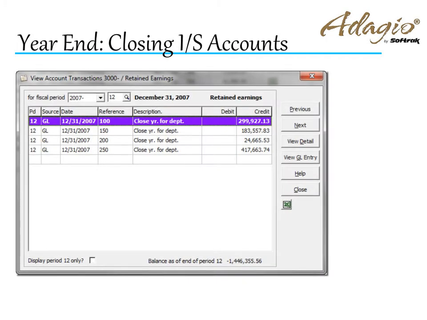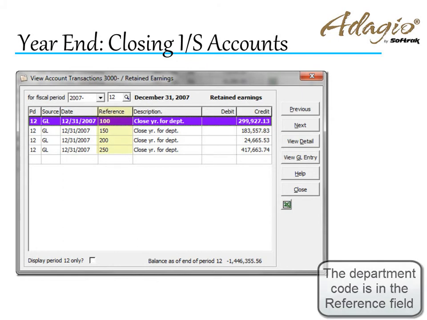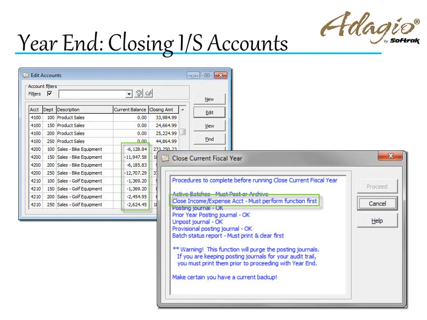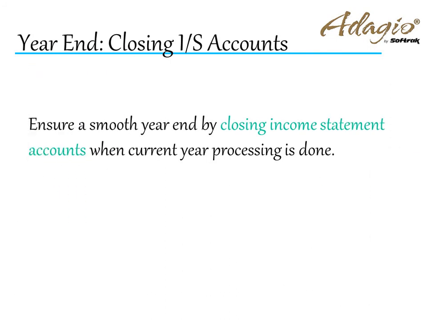Transaction details on the retained earnings account will be consolidated to one detail, or one detail for each department. If a batch is posted with income statement accounts that have already been closed to retained earnings, this process must be run again before the fiscal year may be closed. Ensure a smooth year-end by closing income statement accounts when current year processing is done.